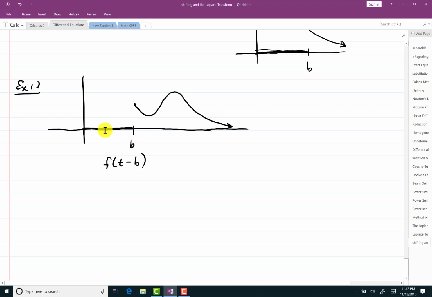Well, we don't know, because I don't know what the domain is, unless I really did start it at 0, and then it would really start here. The safest way to make sure that you zero out before you get to b is to put a u of t minus b in there as well. And that way, this shifts f, the graph, to the right to b. So there's the new starting place. And this ensures that before b we have 0.